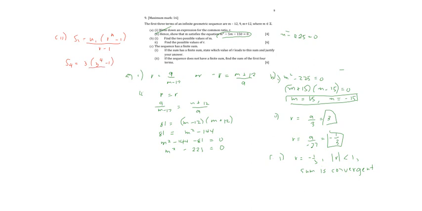over 3 minus 1. This gives us 3 times 80 over 2. So the sum is equal to 120. So if you have the first 4 terms, the sum will be 120.